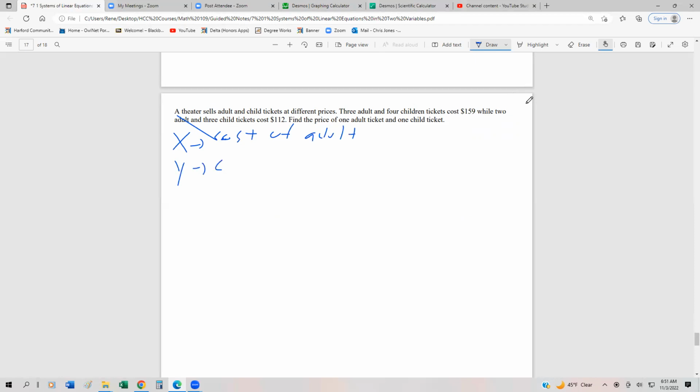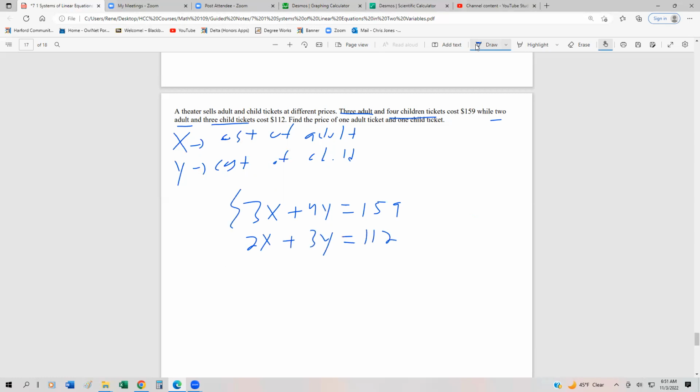And let's call Y the cost of a child ticket. And so if we go through and solve this, we know that 3 adult and 4 child tickets is 159. So 3x plus 4y is 159. 2 adult, so that's 2x, 3 child, 3y is 112. So there's our system right there.